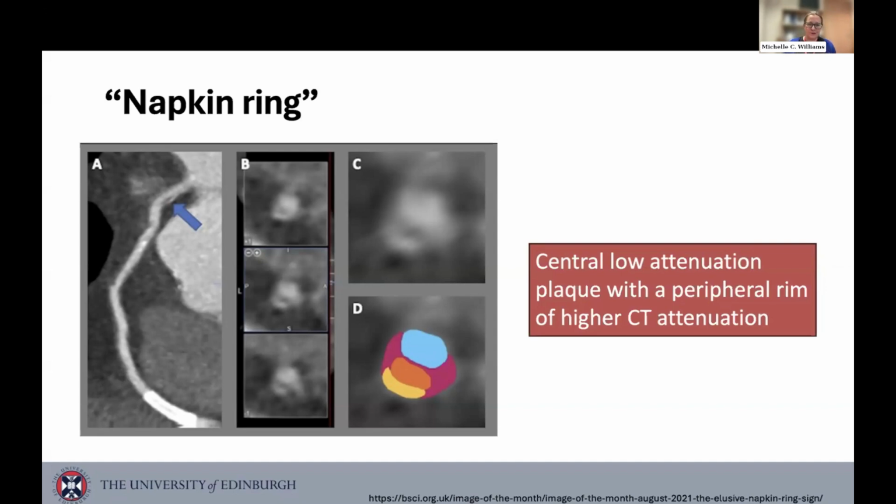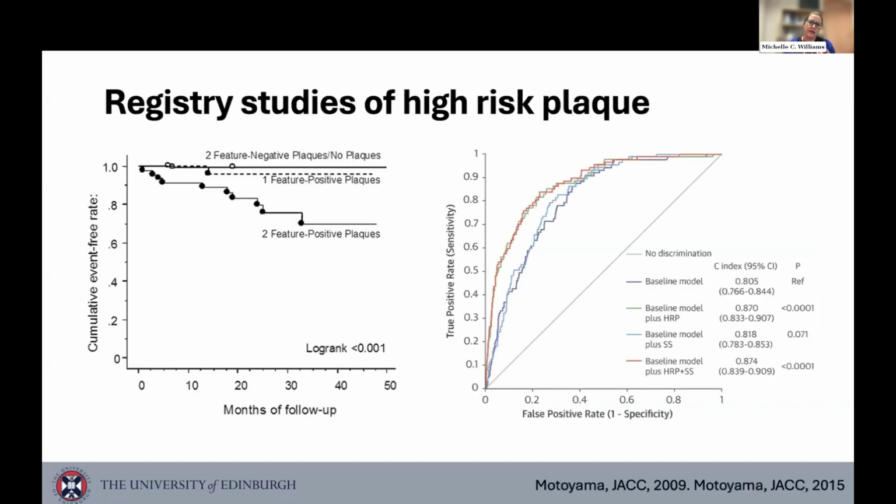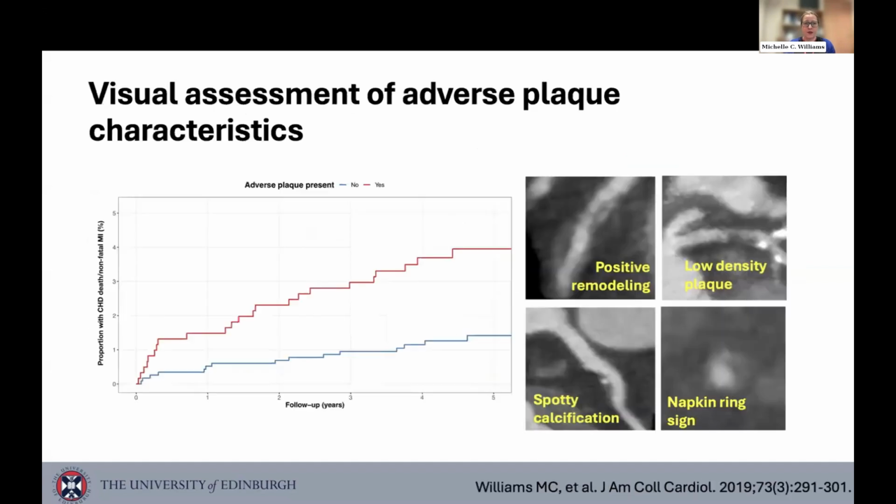Now, what this is, we don't really know. Is this microcalcification? Is this a little dissection? It's probably a combination of different things in different people, and this is a particularly high-risk feature. So in registry studies, these have been shown to be associated with subsequent outcomes and poor outcomes. The more feature-positive plaques you have, the worse outcomes you have.